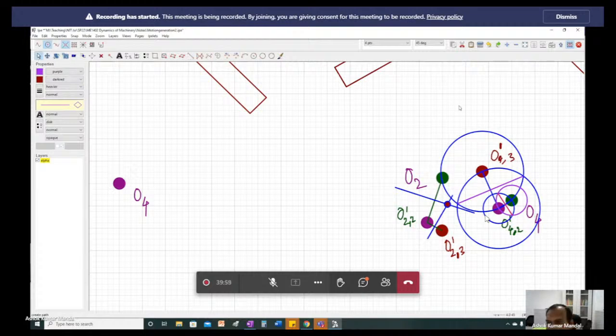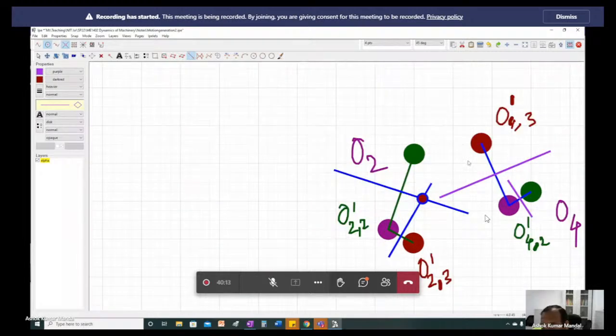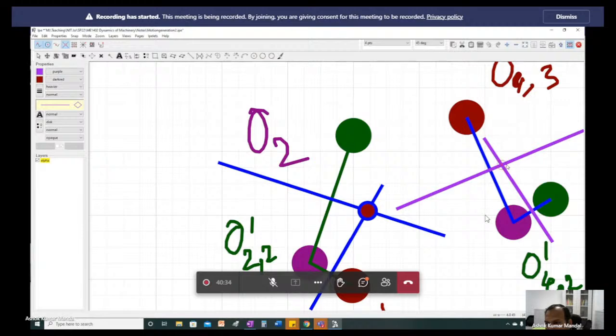Let me remove all other circles. Okay, and we have to extend this perpendicular bisector so that it intersects somewhere here, and this is the point which is actually B, point B.